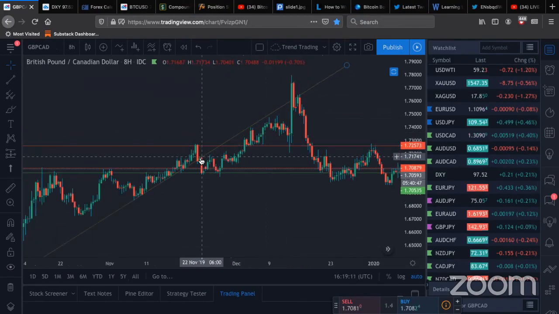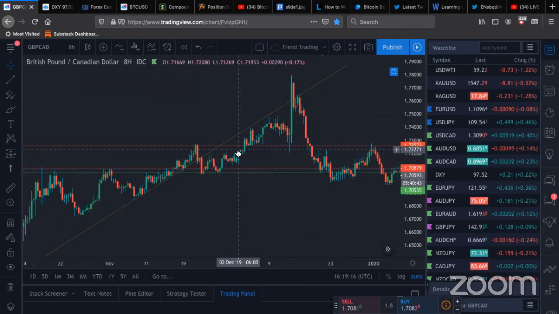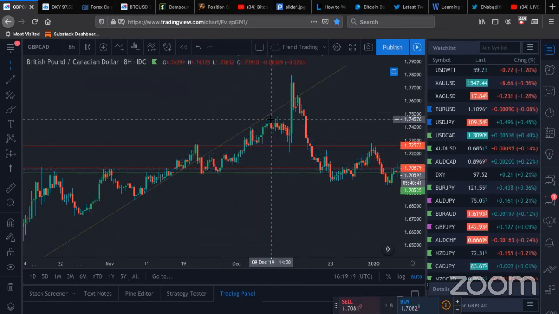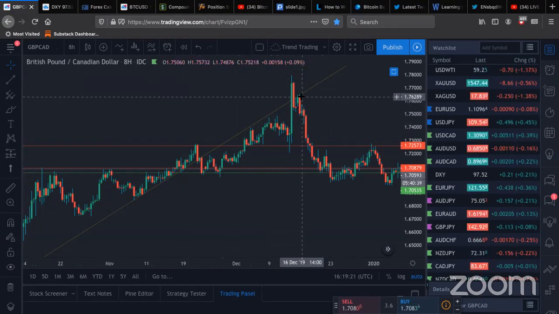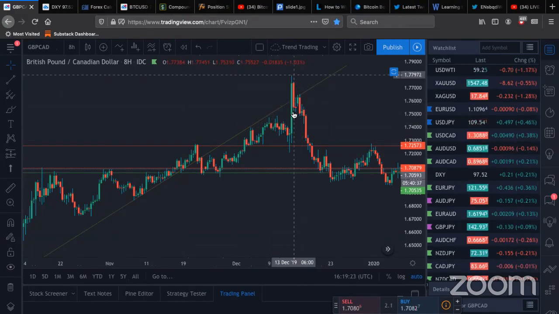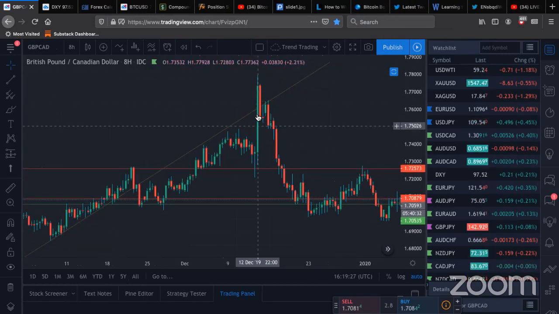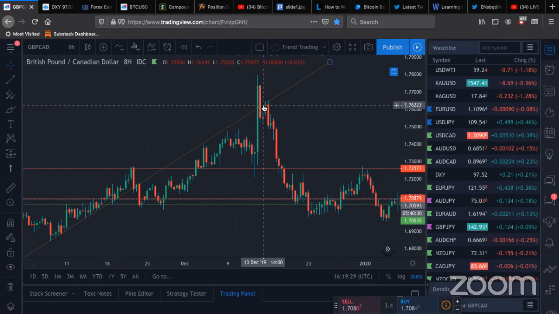Here was the initial breakdown of the trend line. You can see multiple times it came up and tested, and that held as resistance. Here it burst through. This was on the election, but that spiked down the next day. That's not considered a break of the resistance. And then you could see the resistance held.